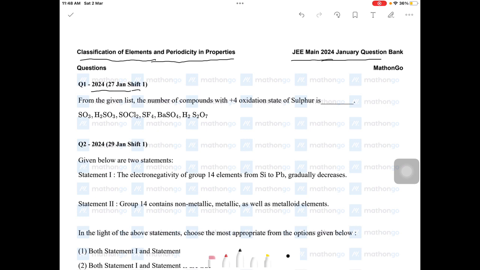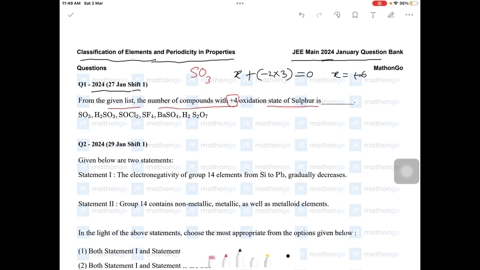2024, 27th January shift 1: from the given list, the number of compounds with +4 oxidation state of sulfur is. So in SO3, the oxidation number of sulfur is X. Sulfur is X plus oxygen -2. We have 3 oxygen atoms, so -2 into 3, is equal to 0. Now X is equal to +6.